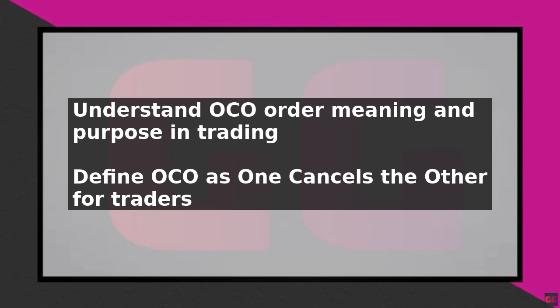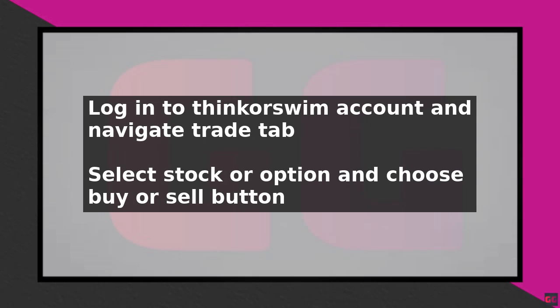Select the stock or option you want to trade and choose the Buy or Sell button. In the Order window, select the order type as OCO. You will see two separate order legs. The first leg is for the profit target and the second leg is for the stop loss.